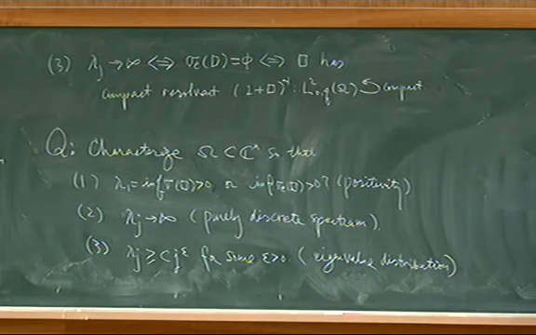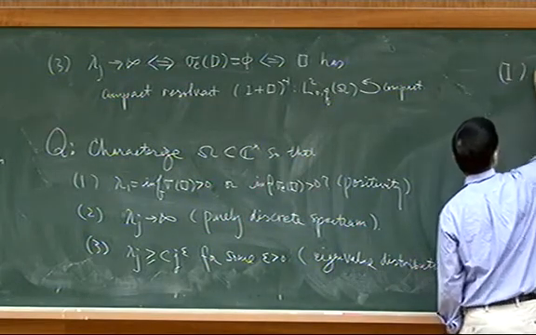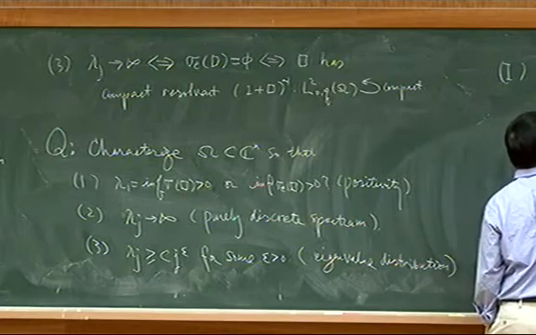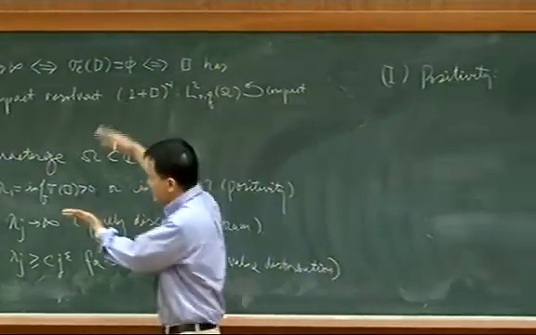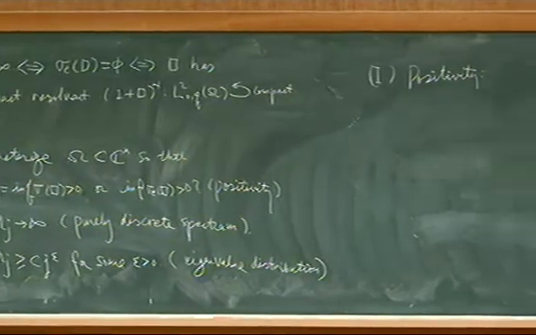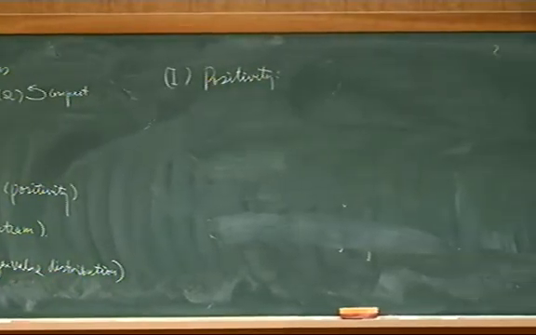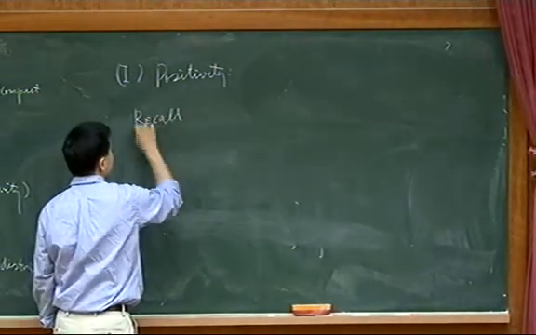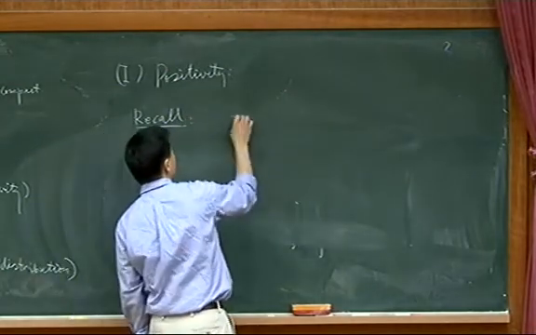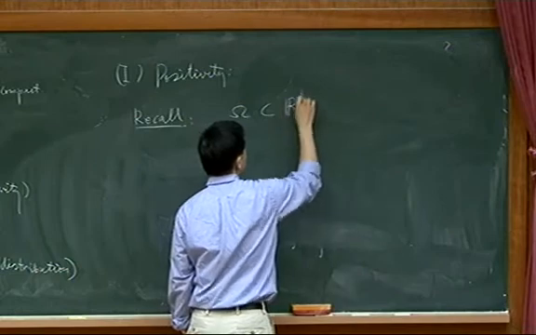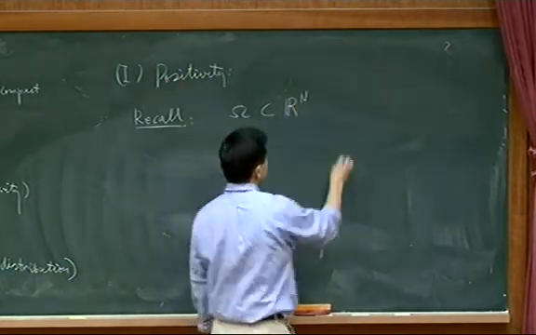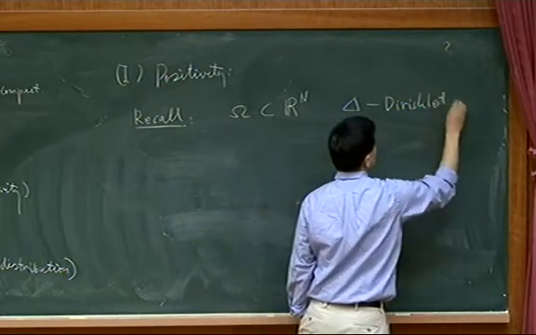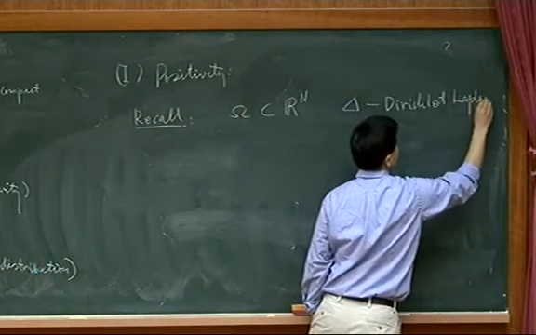Okay, so let's first talk about the positivity problem. The spectrum is always non-negative, so the question is when is the spectrum positive? Before we do that, let's recall the situation of the Dirichlet Laplacian. Suppose omega is a domain in R^n, a real domain, and consider the Laplacian with the Dirichlet boundary condition.